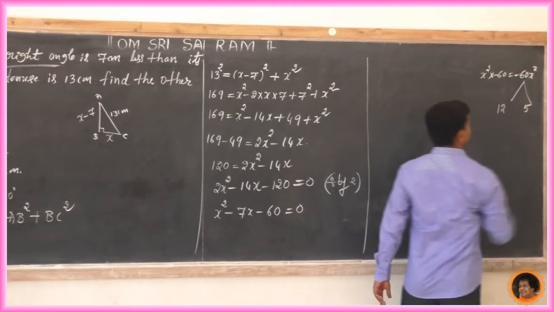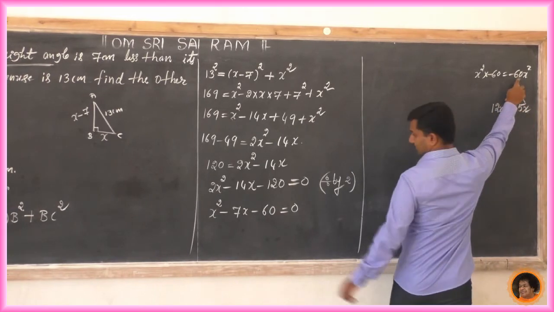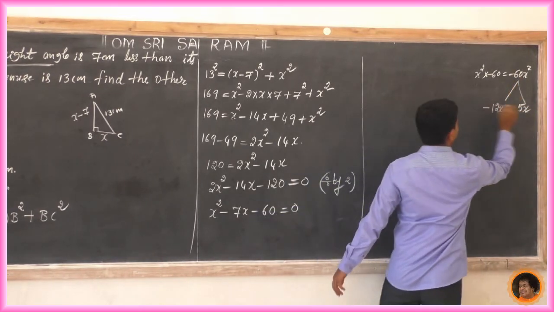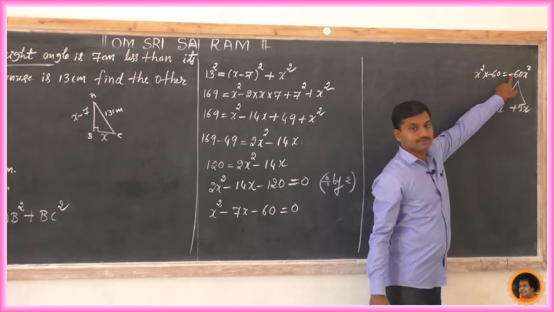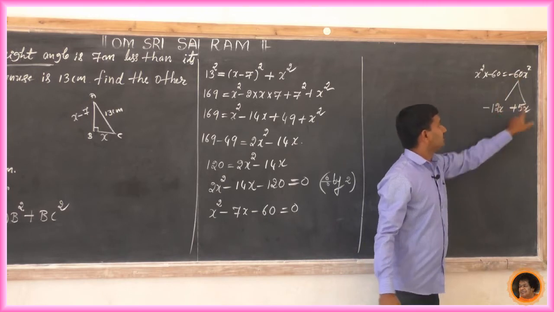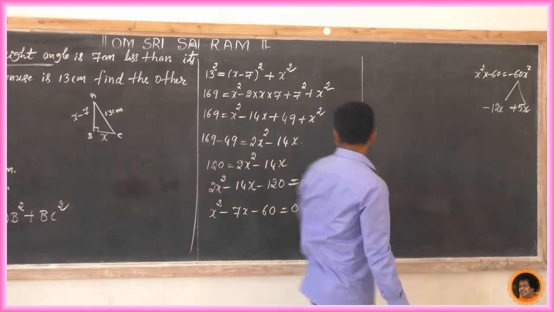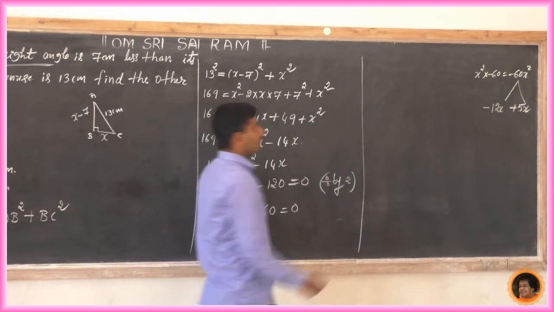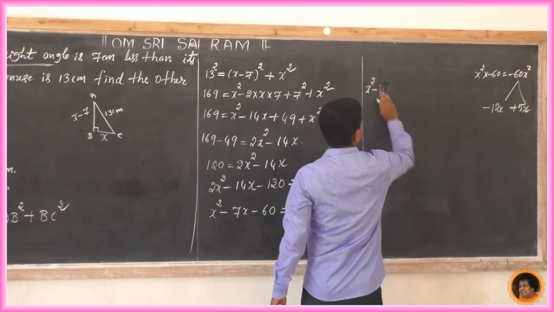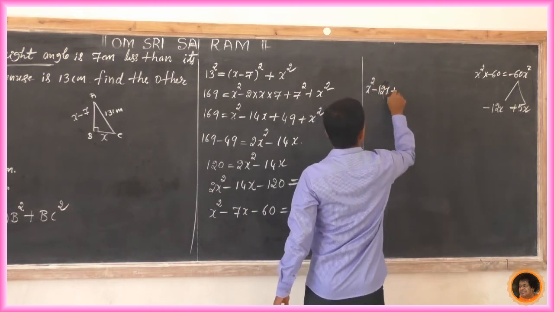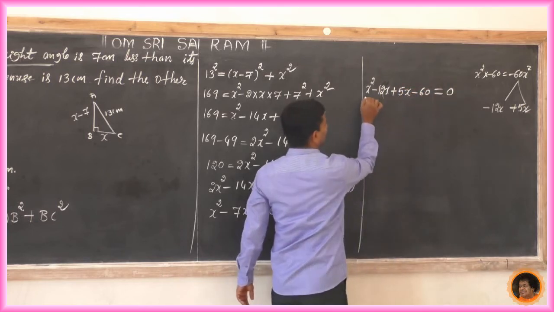12 fives are 60. So x square factors: x and x. Sign: minus 60, here minus 7, so minus and plus. Minus into plus is minus. 12 into 5 is 60, x into x, x square. Minus 12x plus 5x, the sum is minus 7x. Now substitute the values. So x square minus 12x plus 5x minus 60 equal to 0, making groups of the two terms.